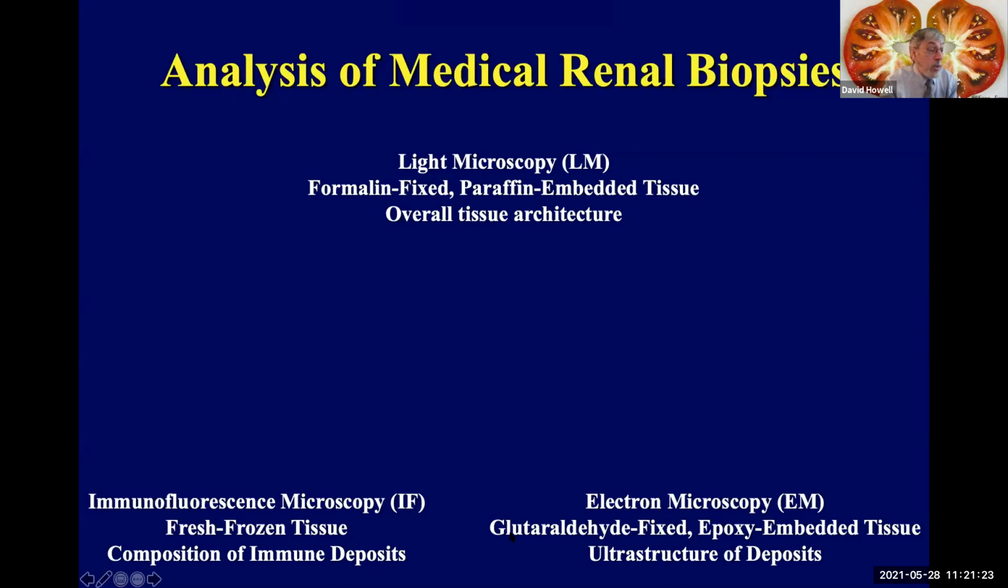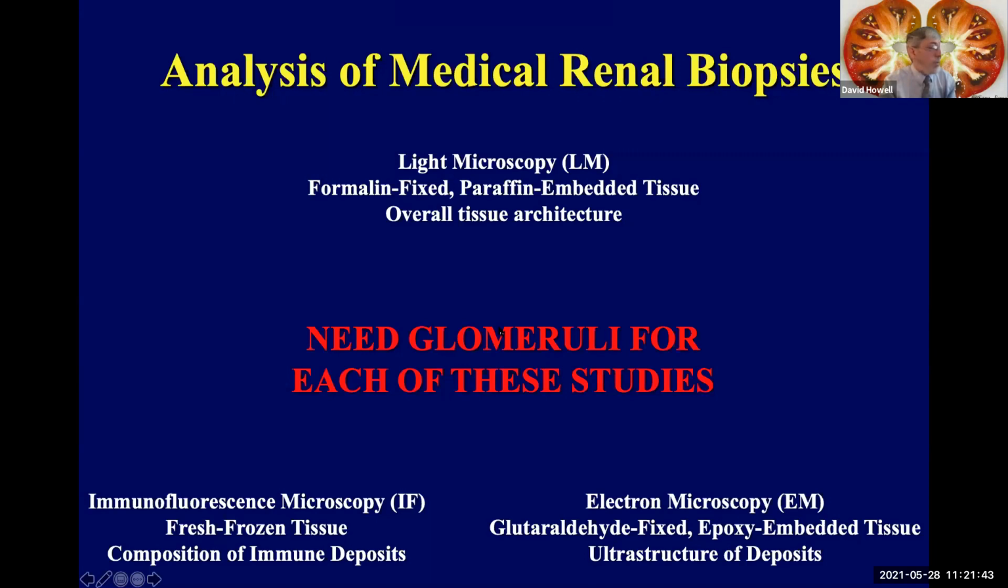And EM uses another aldehyde fixative, glutaraldehyde, and the tissue is embedded in an epoxy resin. It makes a very, very hard block that's necessary for cutting the ultra-thin sections that are needed for EM. So you need to divide your biopsy into 3 different aliquots for these 3 different studies. And if you're looking for glomerular disease, you have to make sure there are glomeruli in each piece.